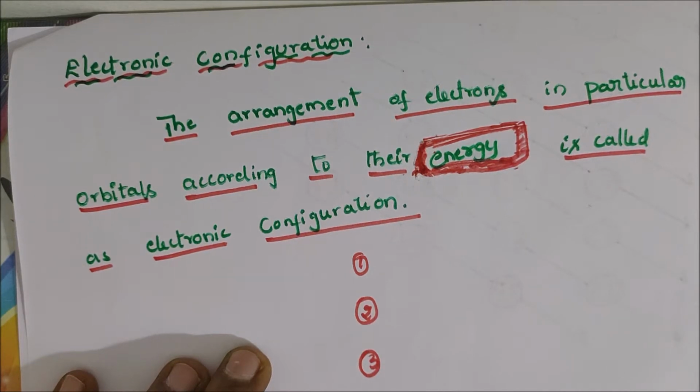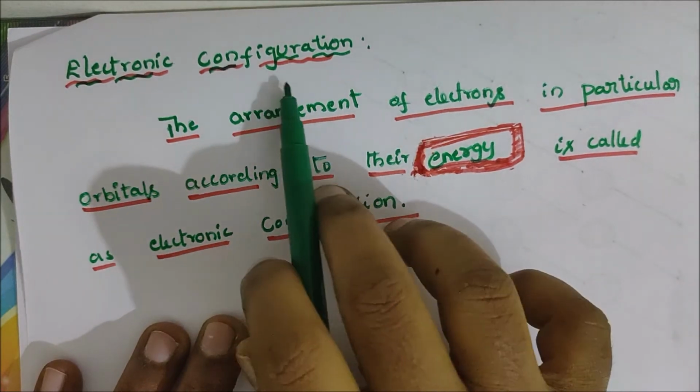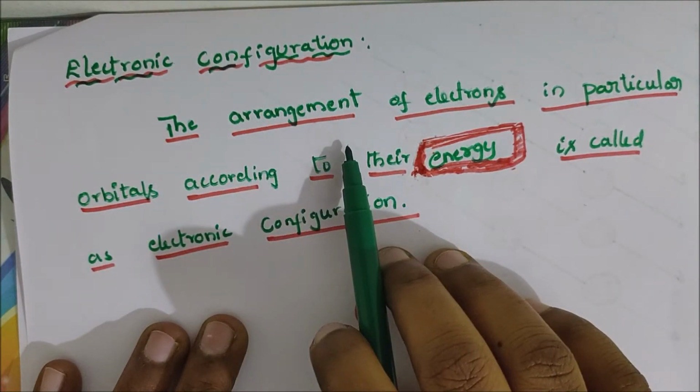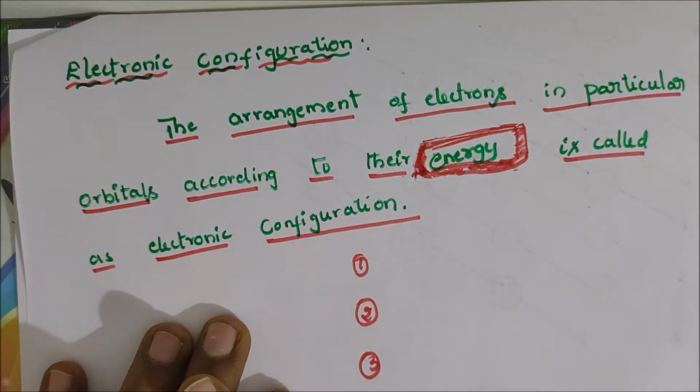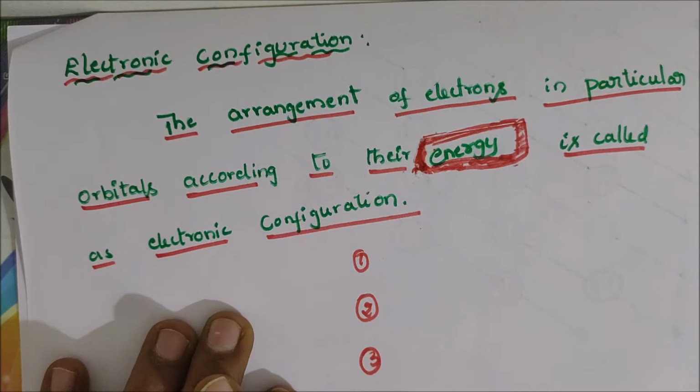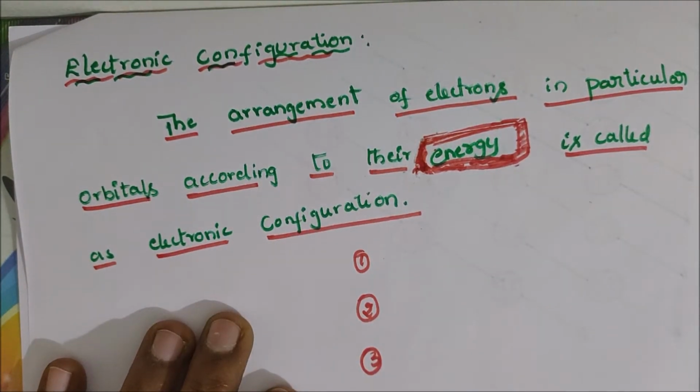The electronic configuration is the arrangement of electrons. The arrangement of electrons in particular orbitals according to their energy is called electronic configuration.